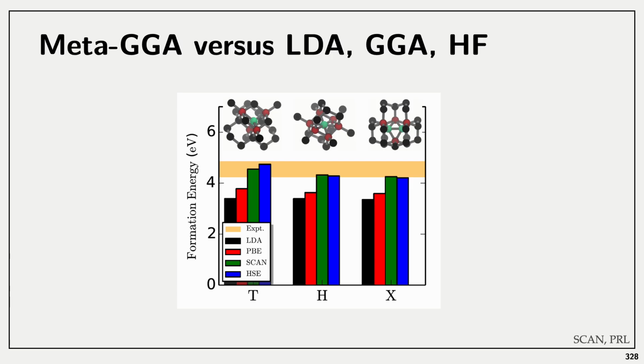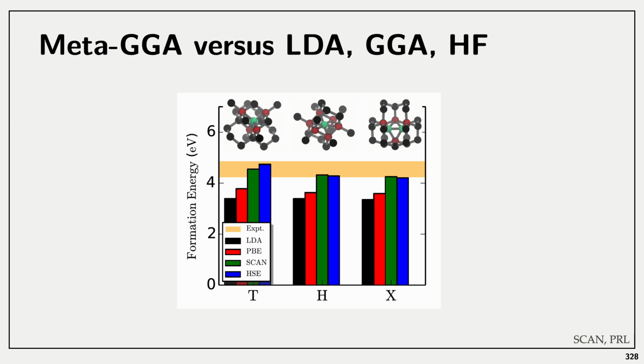LDA is not doing too bad, but not great. PBE improves upon LDA. HSE, hybrid functionals, is doing pretty good in blue, but we see that SCAN is also reaching accuracy that's very close to experiment. And this is true for the three different types of systems. So again, why wouldn't you use hybrid functionals for everything? Well, because of the computational cost.